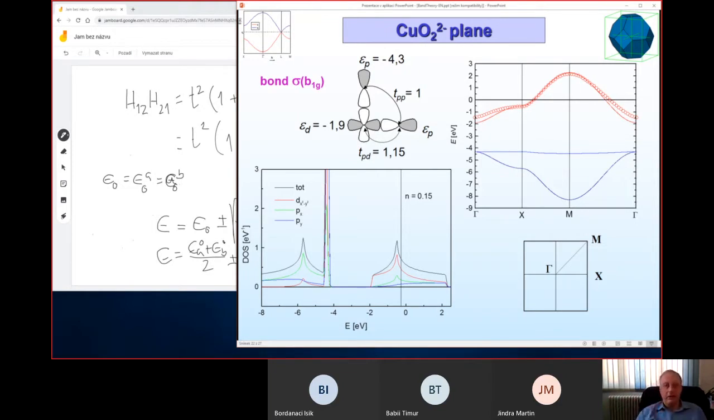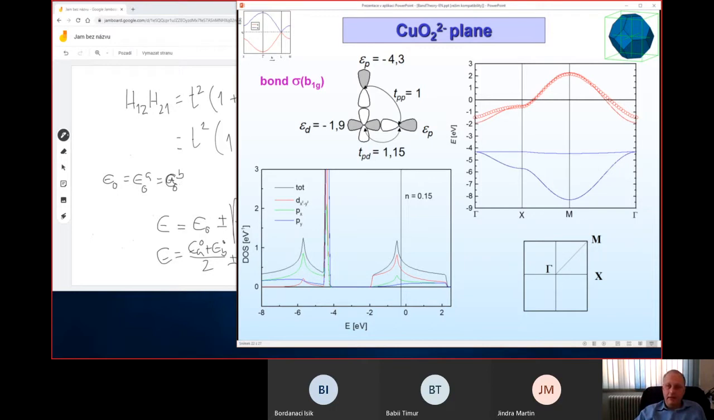And these are, let's say, dx² minus y² of copper, px of oxygen and py of the second oxygen. And these three Bloch orbitals are combined, and we obtain three bands, where two bands are predominantly of oxygen 2p character, and one band is of copper 3d orbitals character, indeed with a mixture of these oxygen p orbital states.